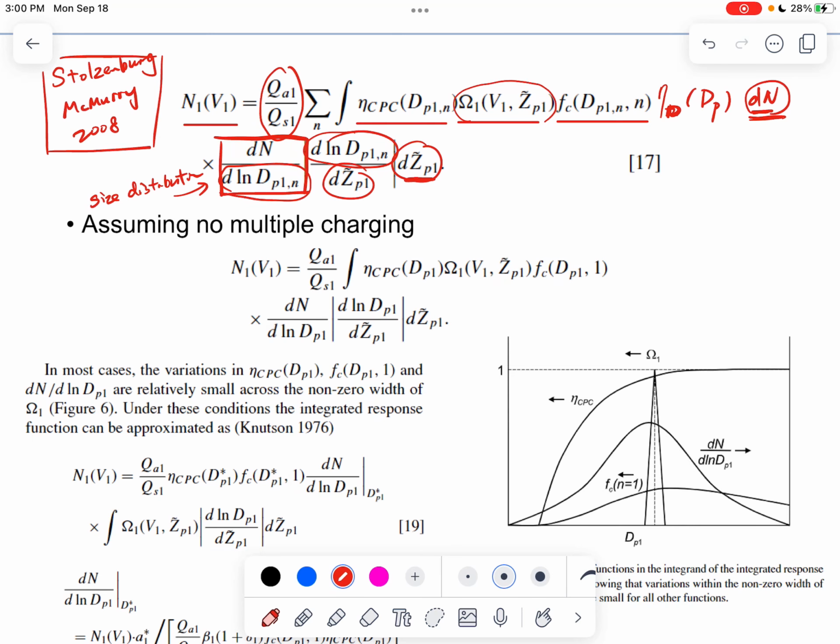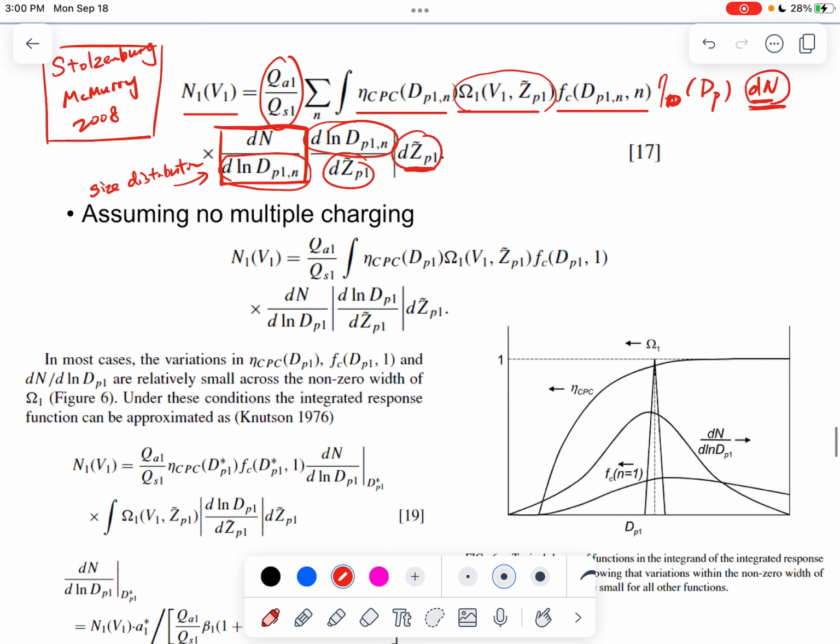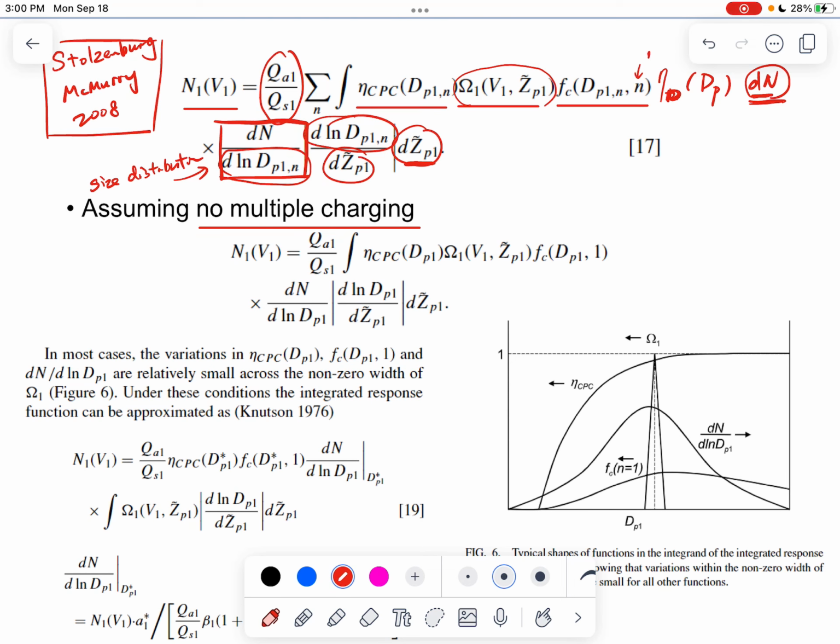Okay, so for this relatively simple data inversion, it assumes that there's no multiple charging. So basically particles carry at maximum one charge. And since the DMA classifies particles based on charge, you could just assume that this n term equals 1. Originally, this is a summation to represent the multiple charging effect. So now you could just assume that this is 1, and then you will simplify it to this equation here.